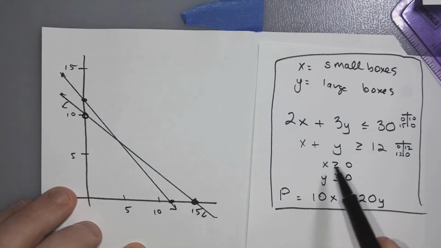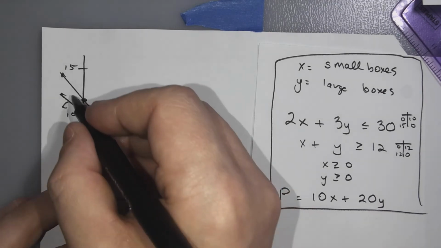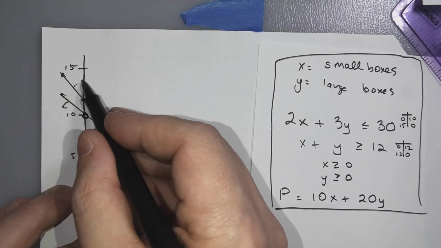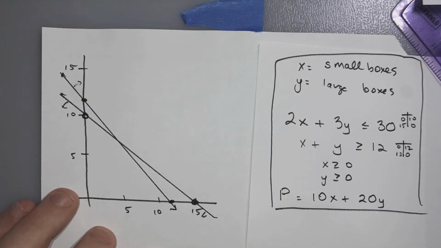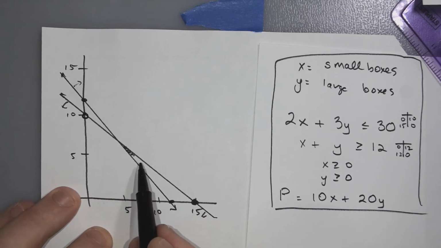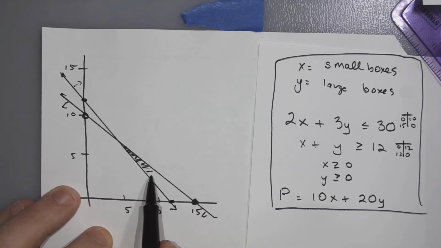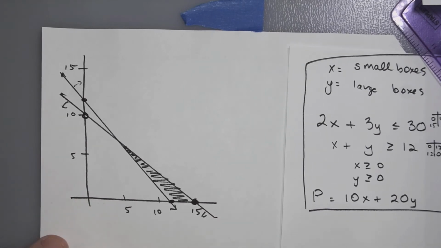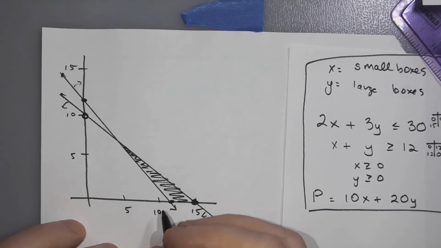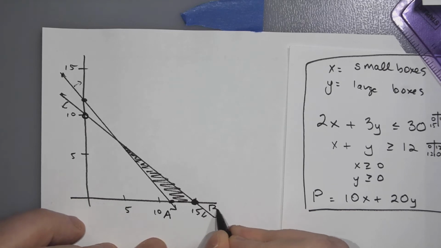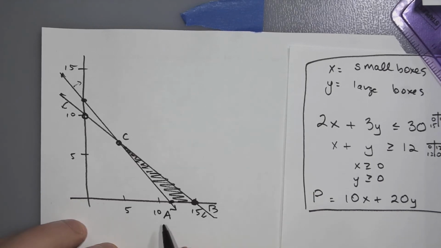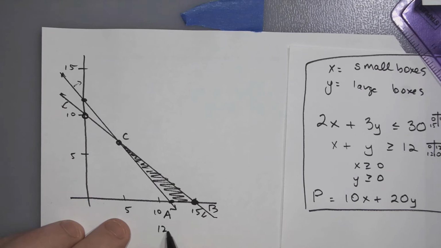And then the other two constraints are trivial. So we need to be below this line, but above this line. So where's that going to be? It looks like that's going to be in this region, isn't it? There we go. Okay, so this has three corners. Let's call them A, B, and C. The A corner is at 12, 0. The B corner is at 15, 0.